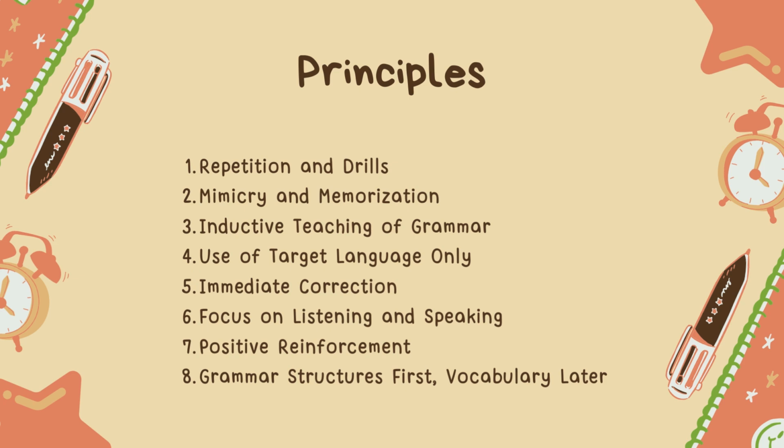The fifth is immediate correction. Errors are corrected immediately to prevent the formation of bad habits. Correct models are provided by the teacher or through recorded native speakers. The sixth is focus on listening and speaking. The primary skills developed are listening and speaking, with reading and writing considered secondary and introduced later. The seventh is positive reinforcement. Positive reinforcement is used to encourage correct responses and help establish good language habits.